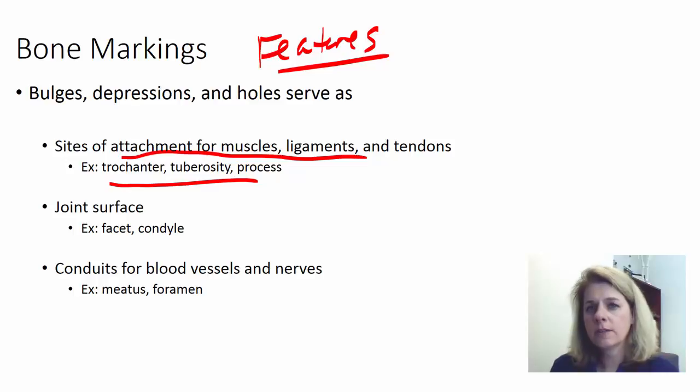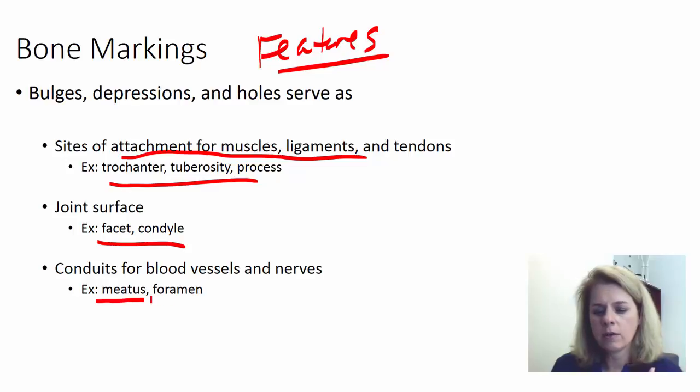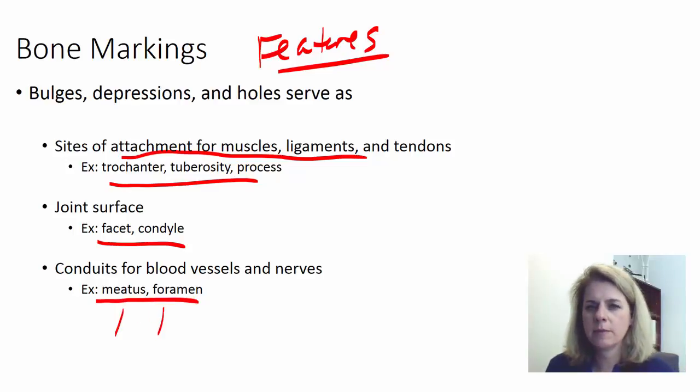Where two bones come together and form a joint, like between the femur and the tibia where you make your knee joint, you may have a facet or a condyle, somewhere where they can come together and join together. You may have a hole called a meatus or a foramen, and those are holes in bones for nerves and blood vessels. So again, there's many of these different bone marking names. You'll learn them as we go through the lab videos.